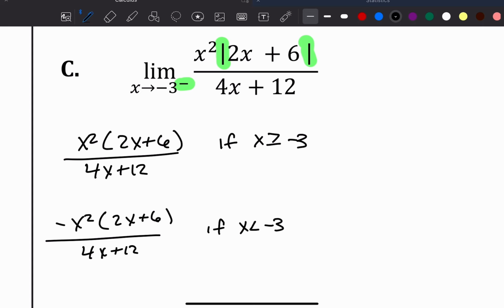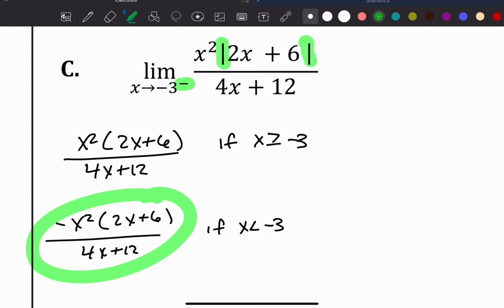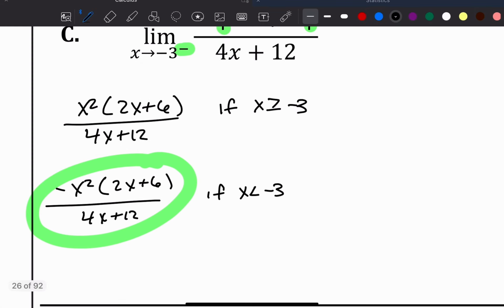So if I was to plug it into the one that is to the left of -3, that would be the negative function, okay? So I'd only be plugging it into this here, okay? So then I would have, before I plugged it into this function, notice that if I was to plug in -3, I would get 0 on the denominator. So I first need to try to cancel something out.